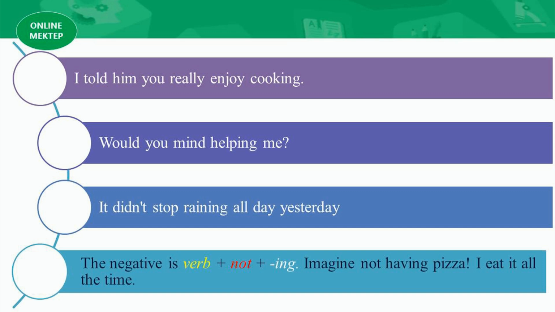I told him you really enjoy cooking. Would you mind helping me? It didn't stop raining all day yesterday. To make negative, we use verb plus not plus ing. Imagine not having pizza. I eat it all the time.